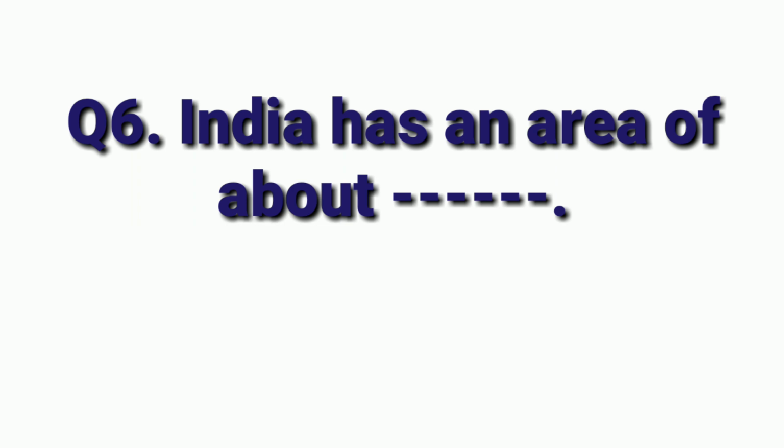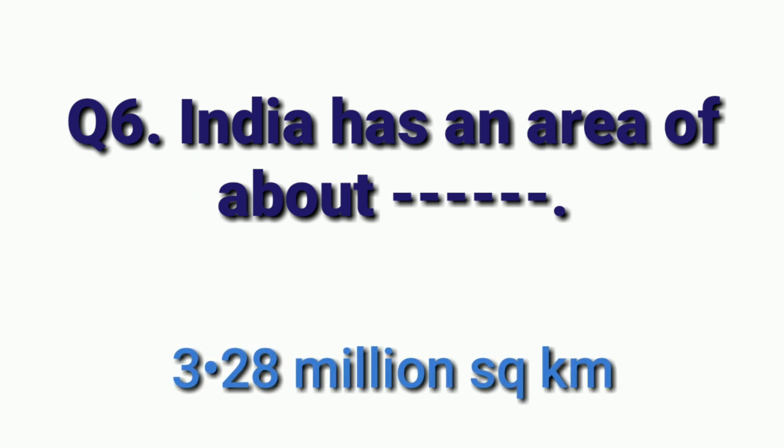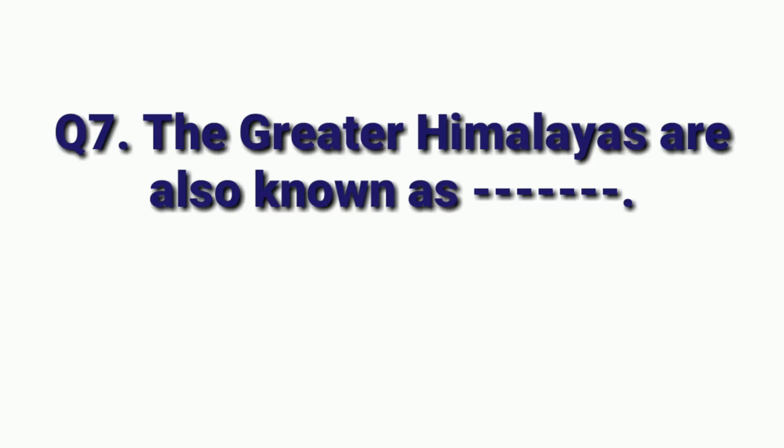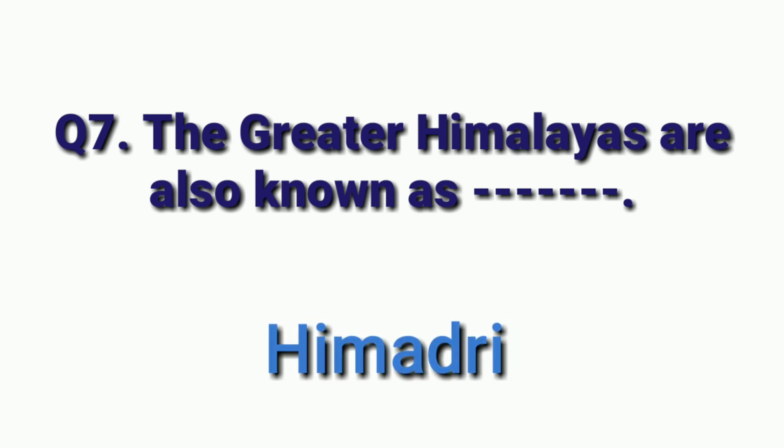Next question is India has an area of about dash, answer is 3.28 million square kilometer. Next question is the Greater Himalayas are also known as dash. Greater Himalayas are also known as, answer is Himadri.